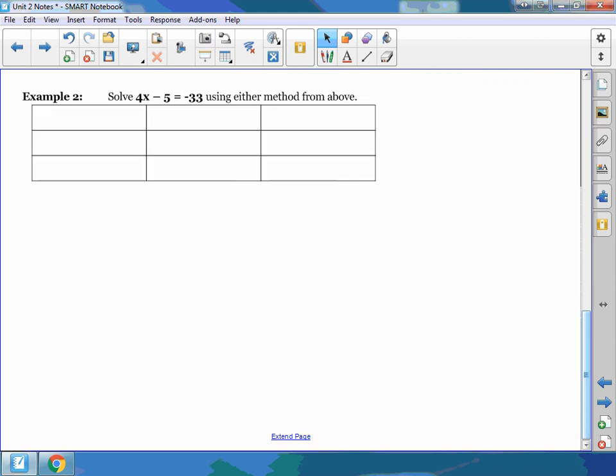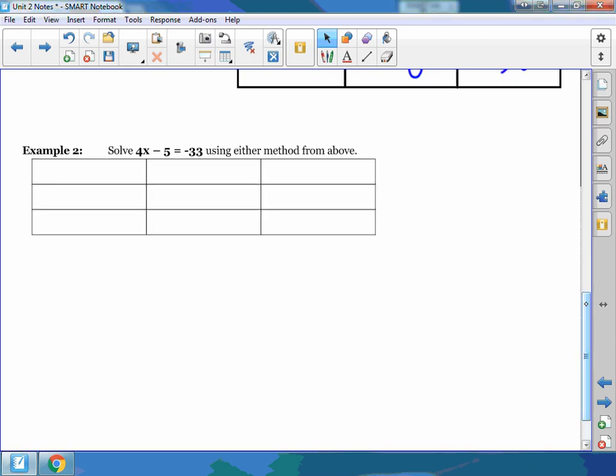All right, the next one, example 2, you have your choice. If you like that table way and you want to give it a shot, go ahead. If you'd rather do it the algebraic way, do it that way then.